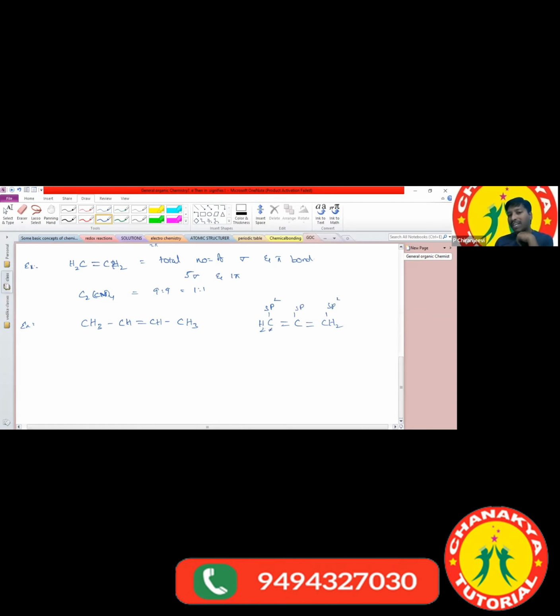Each hydrogen forms 1 sigma bond, and the total number of hydrogens here is 2, so those form 2 sigma bonds. And between the carbons we have a double bond, in which one is a sigma bond and another is a pi bond. As I told you, if a carbon is surrounded by 3 sigma bonds, it exhibits sp2 hybridization.